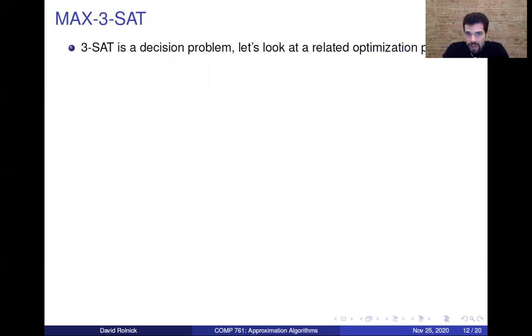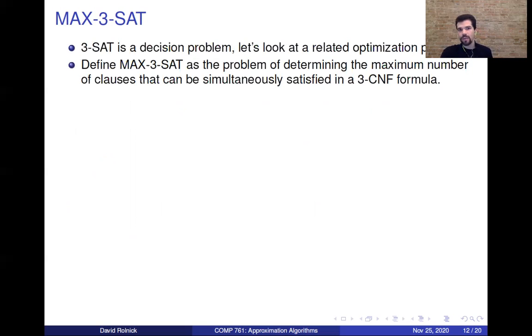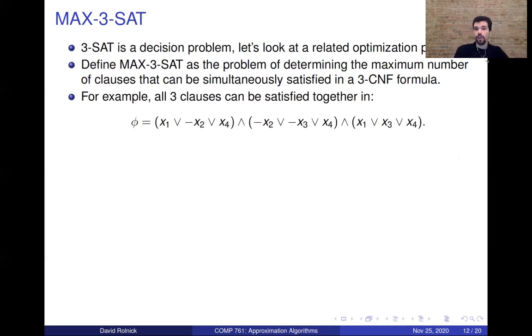So let's look at a related optimization problem. We're not relaxing it yet, but we're giving ourselves an optimization problem that enables us to relax the problem. So define max 3SAT as the problem of determining the maximum number of clauses that can simultaneously be satisfied in a 3 conjunctive normal form formula. So for example, if we looked at that formula we saw before, we can actually satisfy all of the clauses. The entire formula is satisfiable.